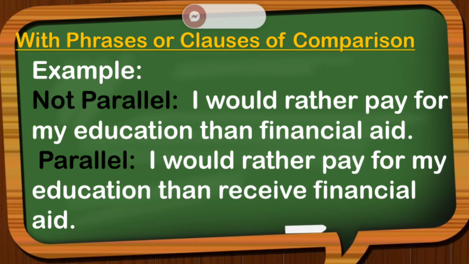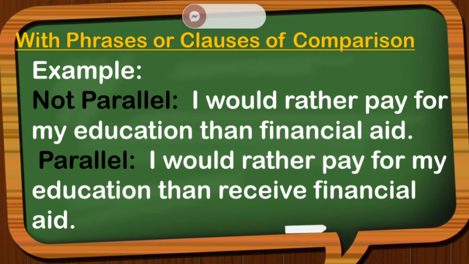For the first sentence, which is not parallel, because rather pay for my education than financial aid, pay is without any parallel word. While on the parallel structure, with pay and receive financial aid: pay for my education and then receive financial aid. So that makes it parallel structure. Lastly, they have the same grammatical pattern because pay and receive are both verbs.